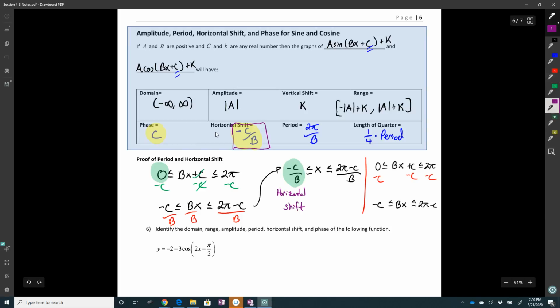So the phase compares it to a graph that's already been, yeah. So you know what? That didn't go as well as I thought in my head. Let me show you on Desmos.